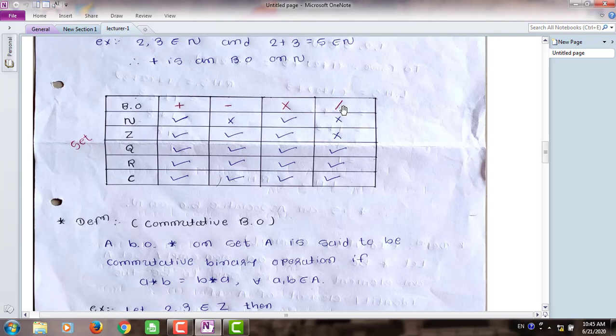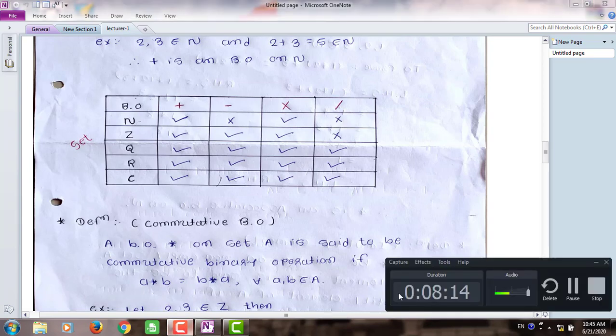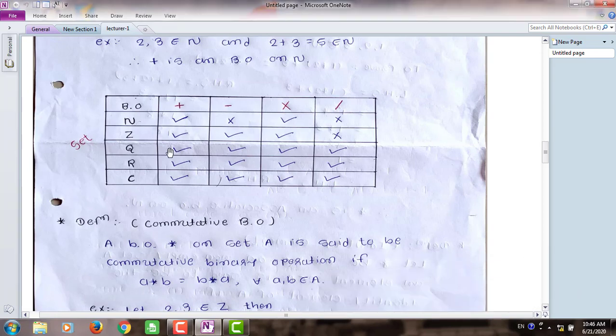Therefore, multiplication is a binary operation on N. The next binary operation is division. Is division a binary operation on natural numbers? No, division is not a binary operation on natural numbers. Why? 2, 3 belongs to N, but 2 divided by 3 does not belong to N. So, division is not a binary operation on N.